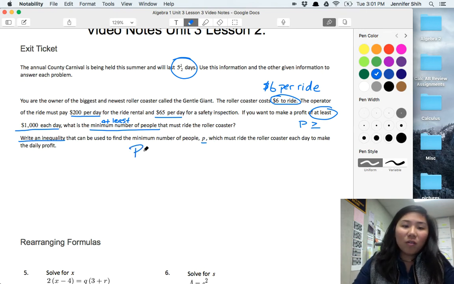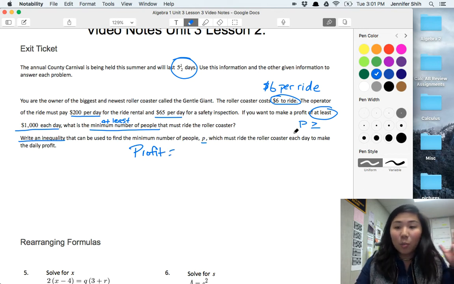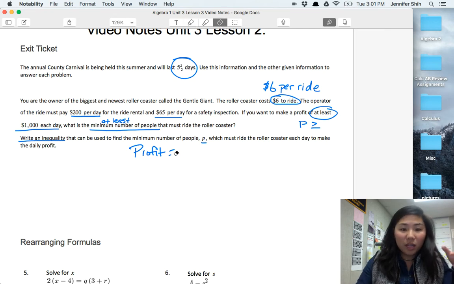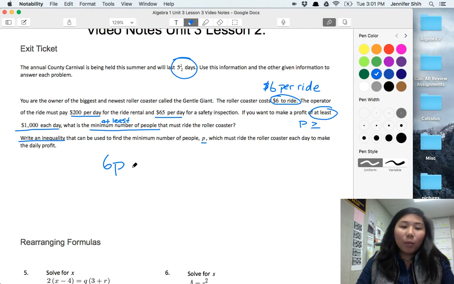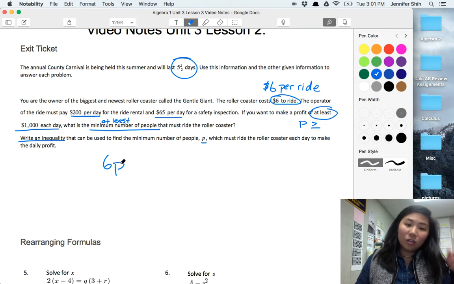So our profit is going to come in when the money we make is more than the money we have to spend. So that's what we have to think about. So how do we figure out how much money we're going to make? Well, we're going to have $6 times the number of people. So we need to charge maybe 100 people or 200 people. We don't know yet. But every day, a certain number of people are going to come in.